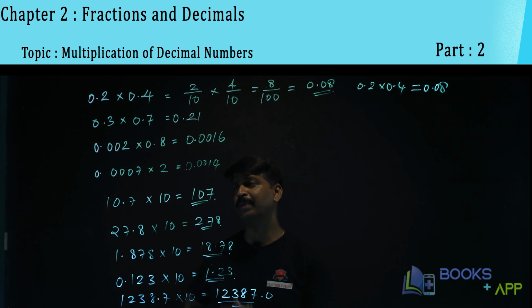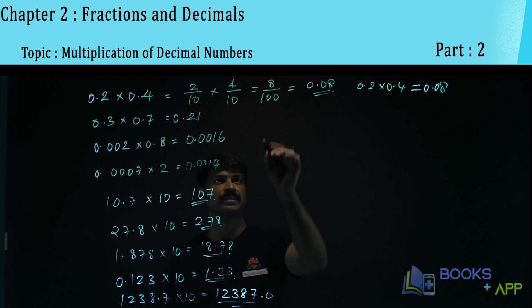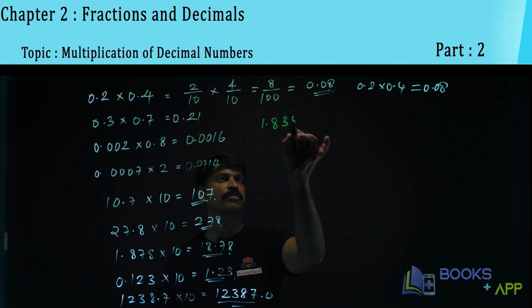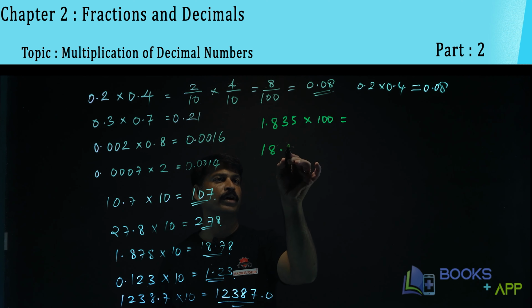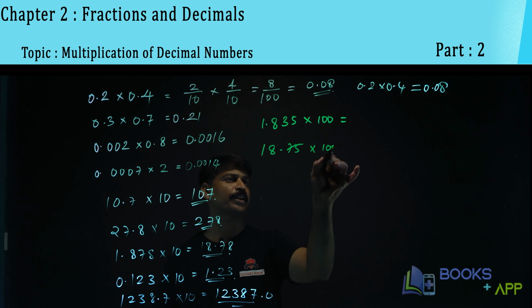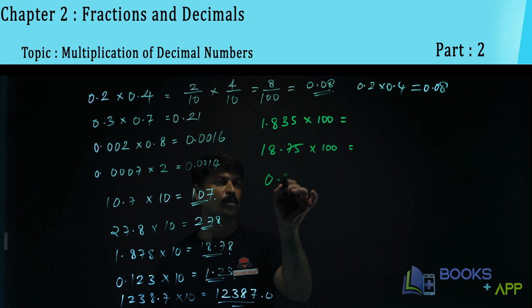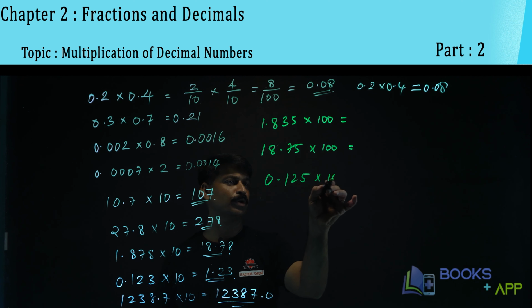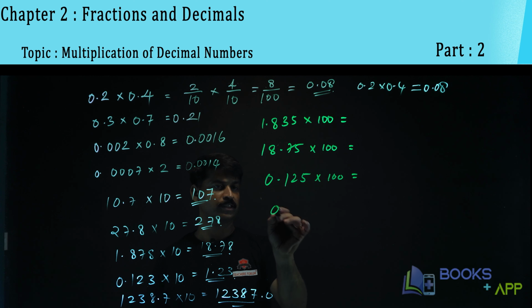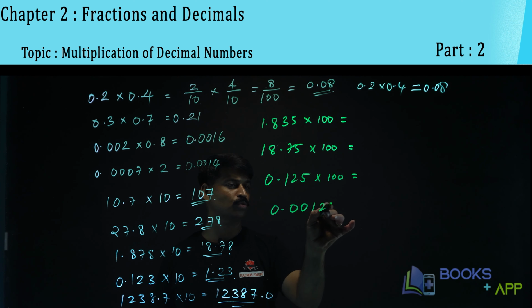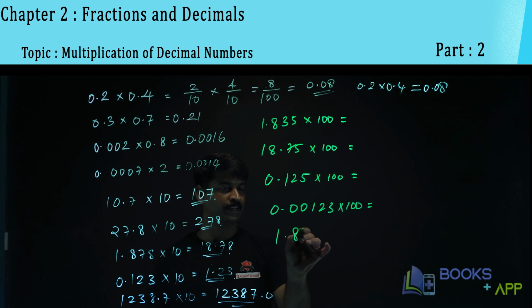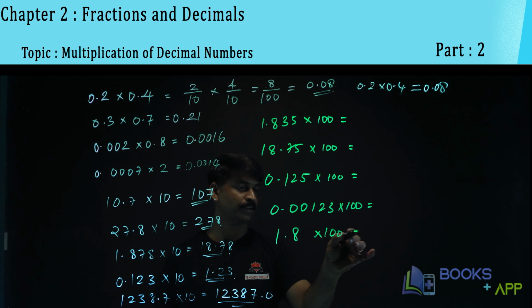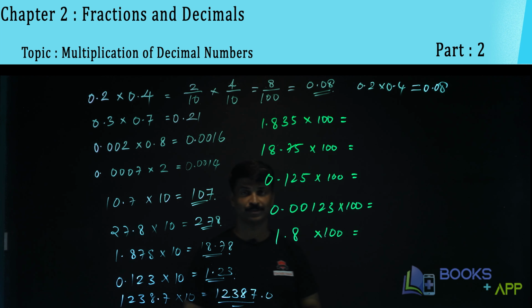Now let us see how to multiply a decimal number by 100. 1.835 into 100. 18.75 into 100. 0.125 into 100. 0.00123 into 100. 1.8 into 100. How to find these answers?